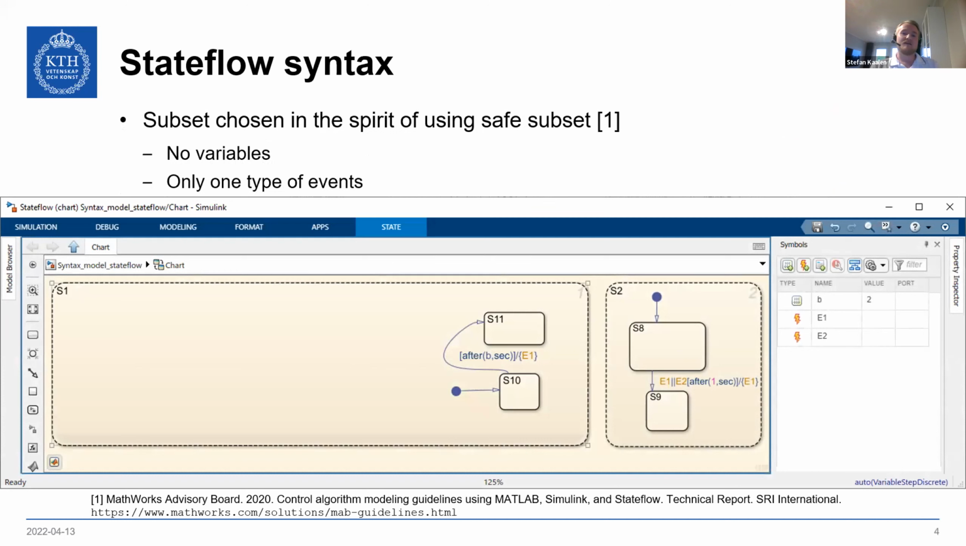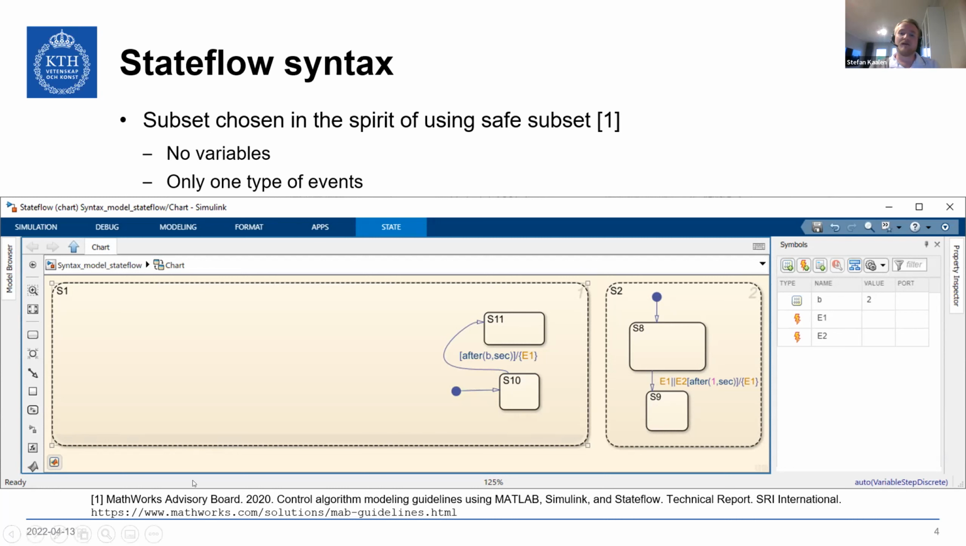To begin to talk about our stochastic extensions, I will first talk about how State Flow looks today. So we'll go through the syntax here real quick. Firstly, our extension of State Flow is built on a subset. And this has been chosen by studying a lot of case studies to find what's most important to be able to do in the models, and also in the spirit of using a safe subset of State Flow. And the main limitations of this subset is that there are no variables and there is only one type of event. So these are the main changes from the complete State Flow.